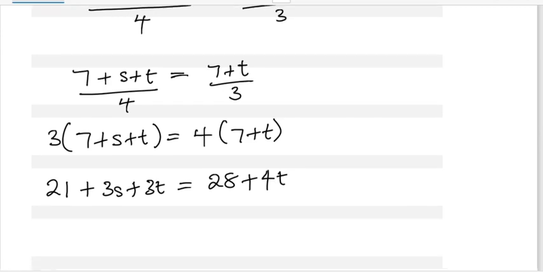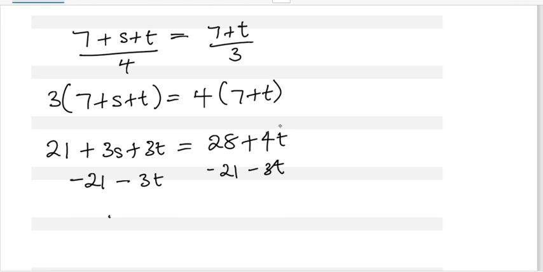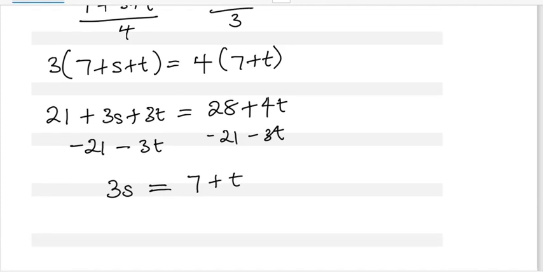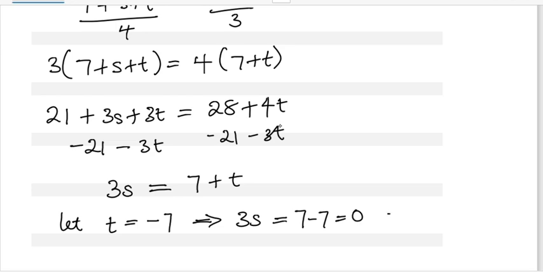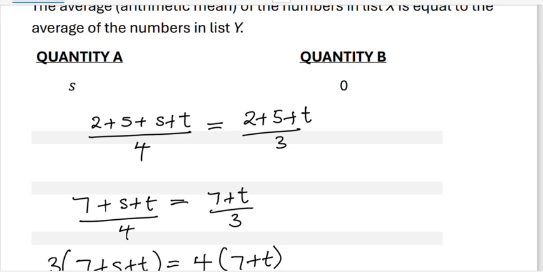Okay, so if we decide to subtract 21 and 3t from both sides, minus 21 minus 3t, what we'll have on the left hand side will be 3s left, and this will be equals to 7 plus t. Okay, and we're not really given conditions for s and t, so we can plug in values. So let's say let t be equals to -7. This simply means that 3s will be equals to 7 minus 7, which is 0, which simply implies that s will be equals to 0. And if s is equals to 0, that means a and b are equal, right?